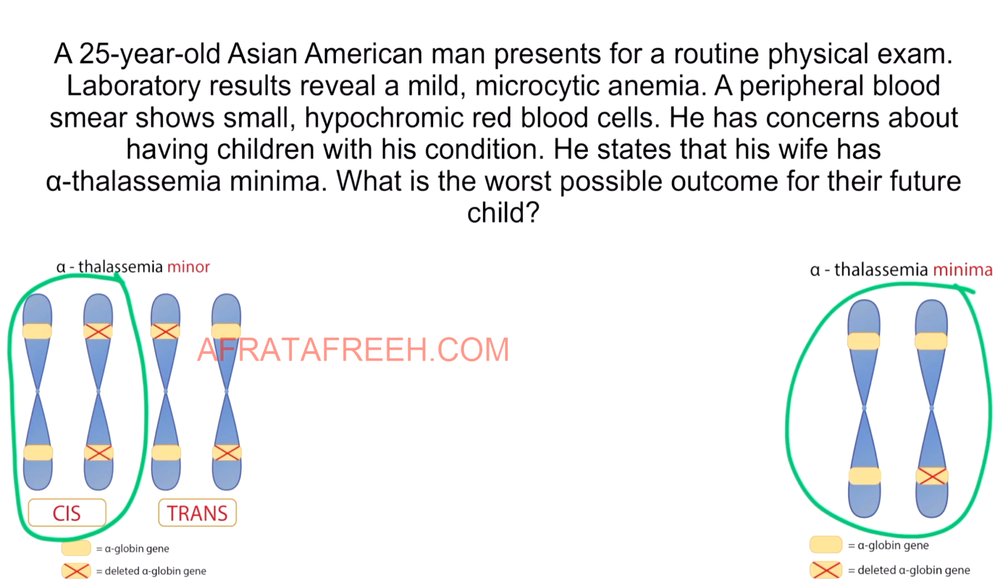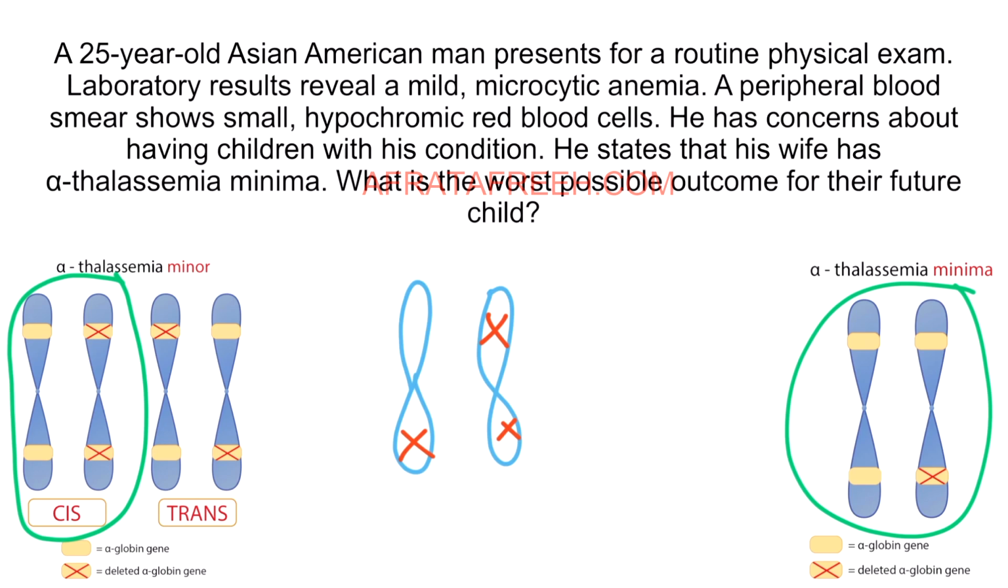The father can either pass down a completely normal chromosome or a chromosome with no alpha chains, and the mother can pass down a completely normal chromosome or a chromosome with 1 alpha chain deletion. So the worst outcome for their future child is hemoglobin H disease, which has 3 alpha globin gene deletions like this. And again, this is called hemoglobin H disease, which is the answer to the question.